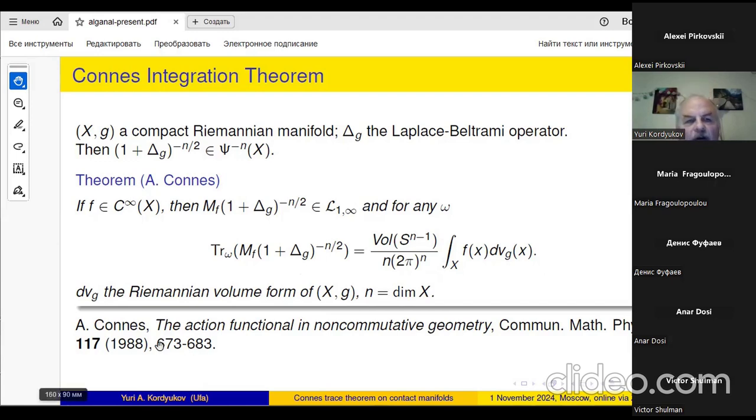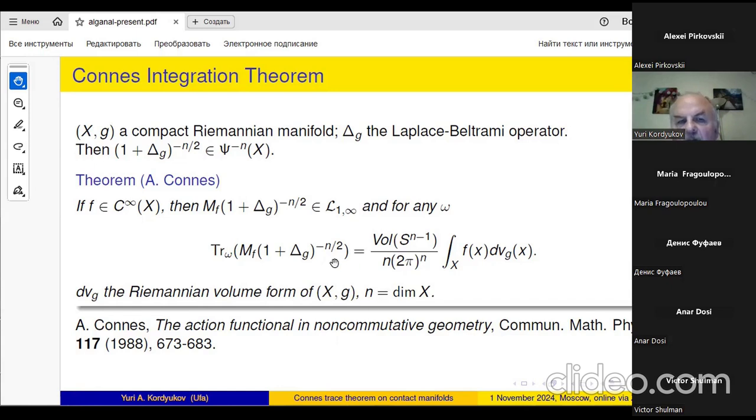And this was proven in this paper by Alain Connes, the action functional in non-commutative geometry, in CMP in 1988. And this really gives motivation for how we can define this integral in non-commutative geometry.